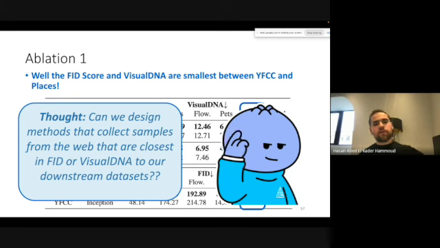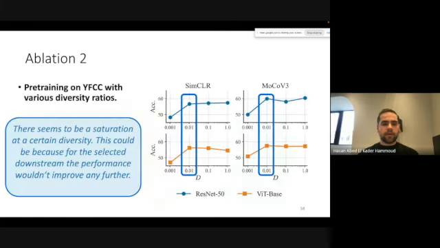So you go ahead, you leave your agent, go on the web, query Google, query Bing, whatever search engine. It will go collect samples, and you will reward this agent every time it gives you a data set which is closer in terms of FID or visual DNA to your downstream. Because if you can find such a subset, you can probably pre-train on this data and improve your downstream performance more than random collection of data.